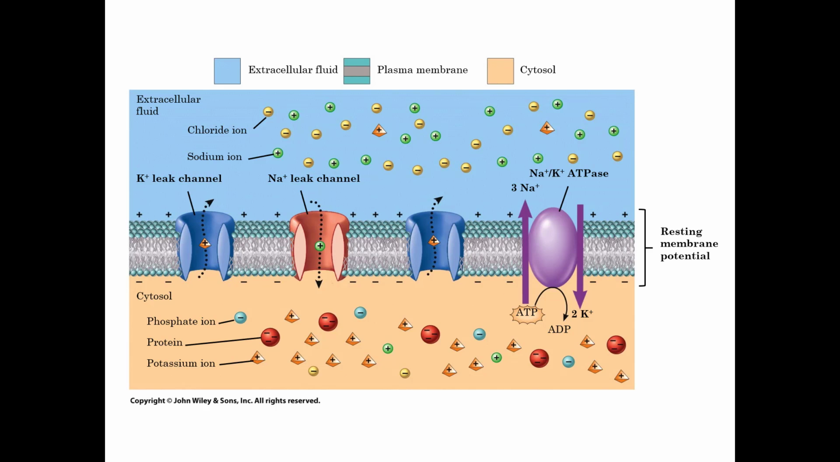So leak channels allow for the continued active transport of sodium and potassium by that sodium-potassium pump. Okay, the trick is that the sodium-potassium pump has to pump sodium and potassium faster than the leak channels will allow them to leak.